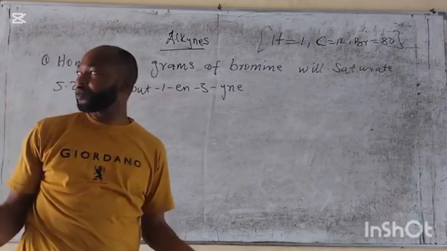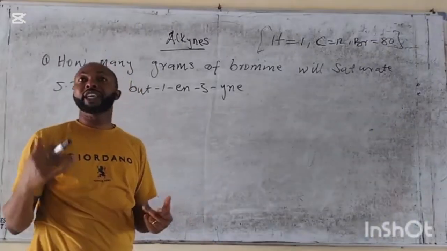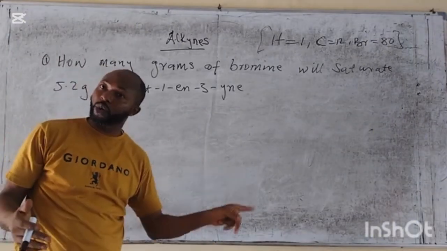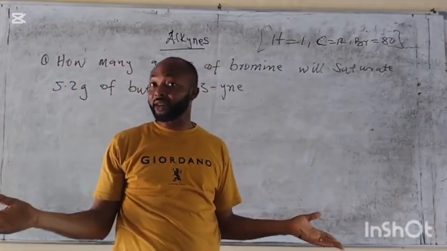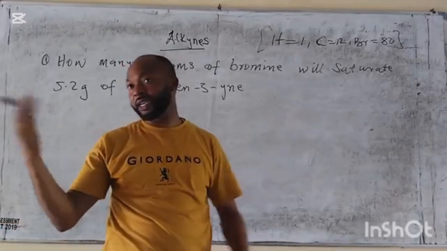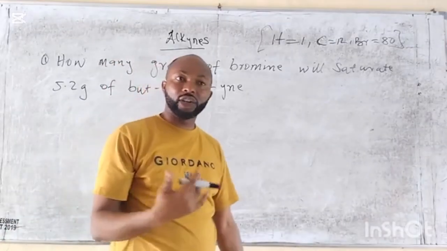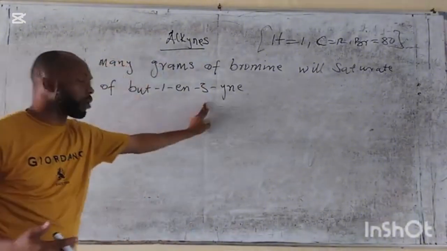What is saturate? What is saturation? To saturate a compound means you should make a double or triple bond become what? A single bond. That's why we have saturated hydrocarbons, which are the alkanes, single bond. We have the unsaturated hydrocarbons, which are the alkenes and the what? Alkynes. And they are asking us how many grams of bromine will saturate this compound.